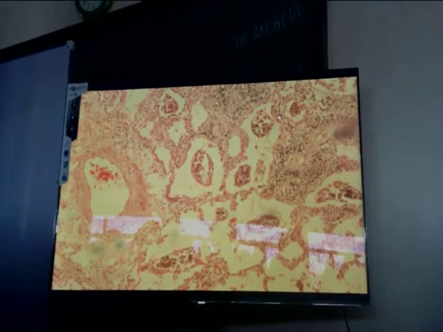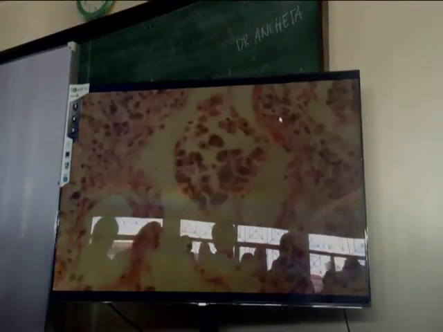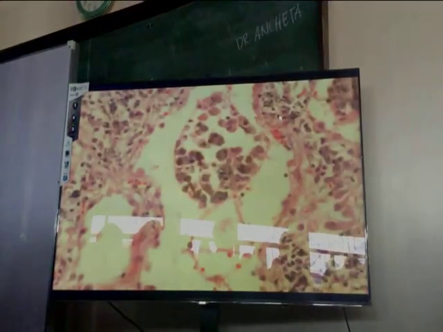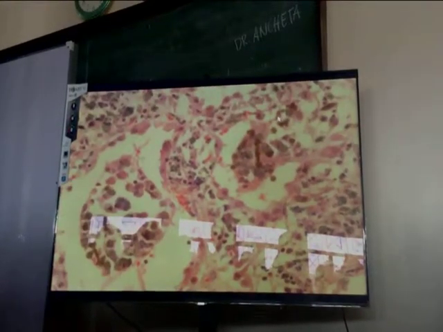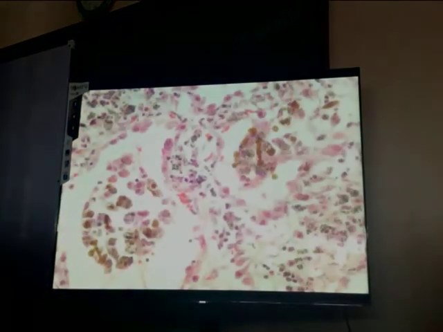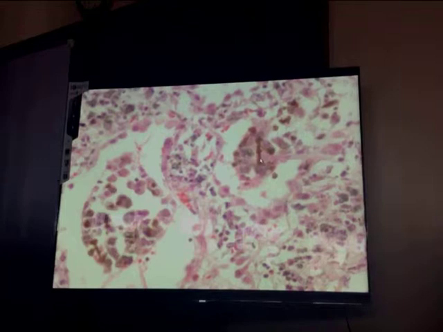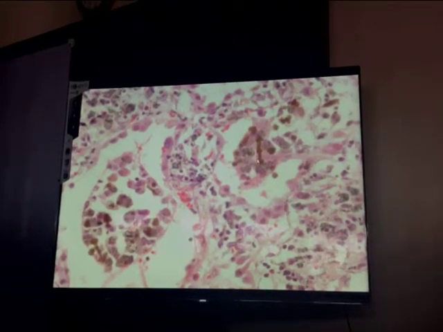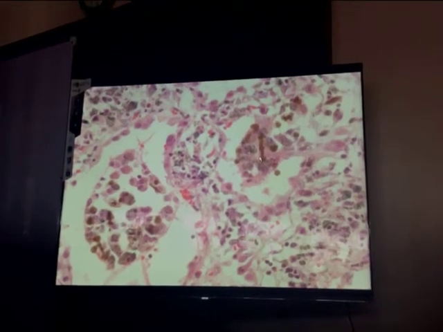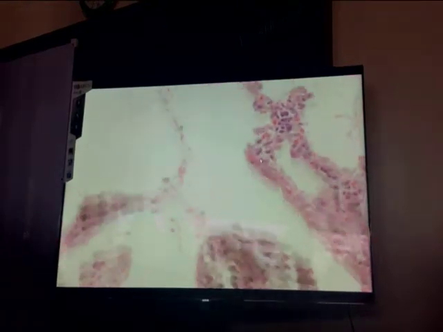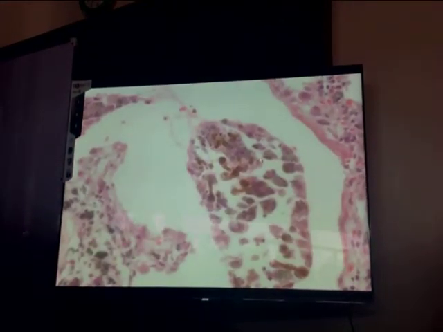When you shift to high power magnification, you will be able to see the asbestos bodies. Okay, para silang dumbbell in appearance. Okay, so those are the asbestos bodies.